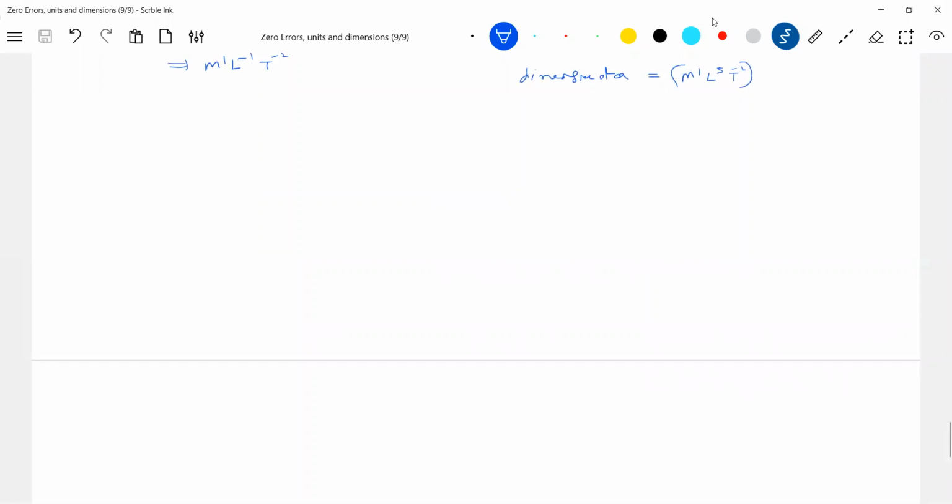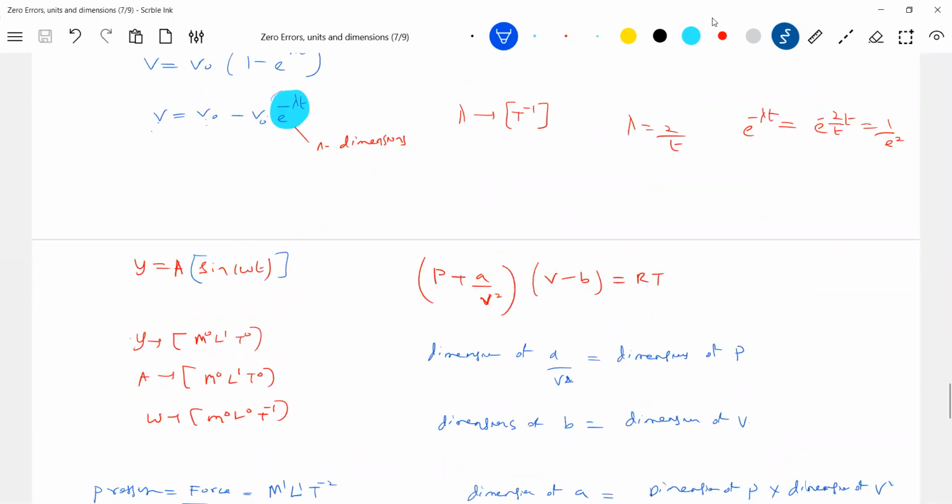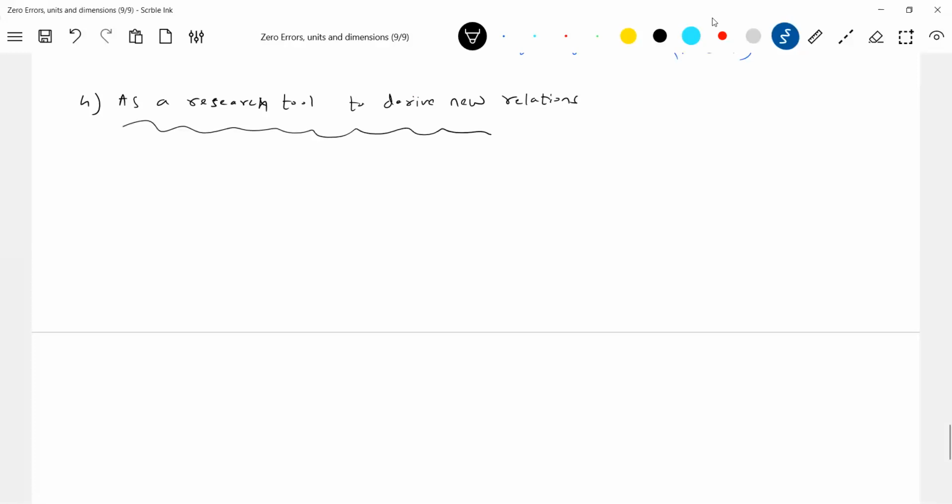Now, next, as a research tool, I think this is the fourth application: as a research tool to derive new relations. So what does it mean? Okay, let's do one thing. A student who doesn't know much about physics will do one thing.